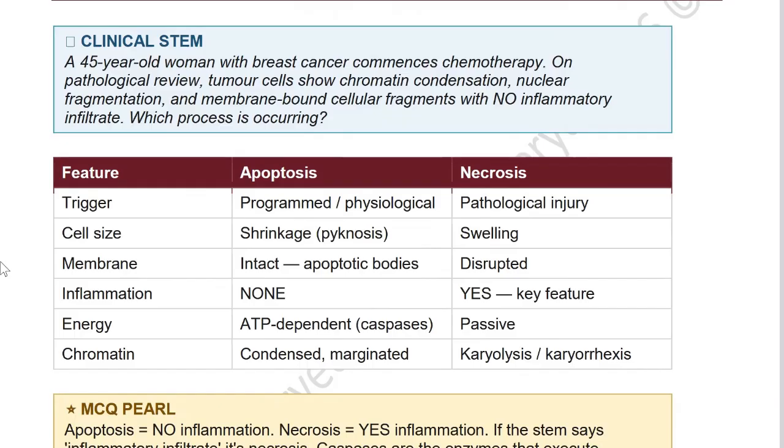In apoptosis, it's a programmed physiological cell death. The cell shrinks in size, which is known as pyknosis. The membrane is intact. There's no inflammation. It's ATP dependent, so you have the cell driving this, and chromatin is condensed and marginated. In necrosis, it's a pathological injury. The cell swells up, membranes are disrupted, there is inflammation, there's not a lot of energy required, it's just passive, and then you see karyolysis and karyorrhexis with the DNA material.